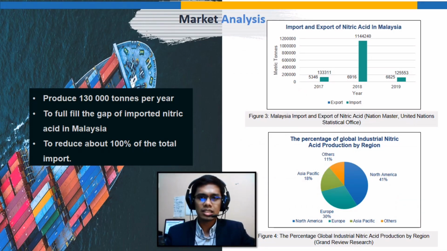In market analysis, about 133 tons was imported in 2017 and it drastically increased in 2018, where about 1,144,000 tons was imported to Malaysia. The huge gap of import and export of nitric acid clearly shows that Malaysia's production of nitric acid is insufficient to fulfill the market demand. Therefore, this nitric acid plant will be designed to produce 130,000 tons per year in order to fill the gap of imported nitric acid in Malaysia, whereby it reduces about 1% of the total import.